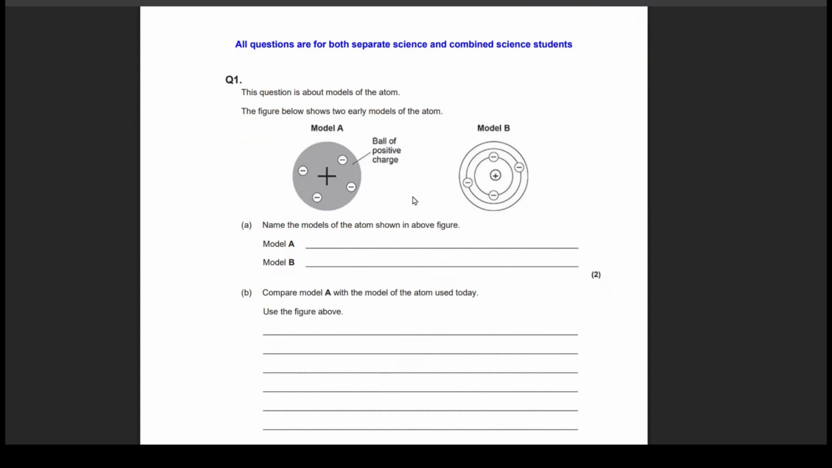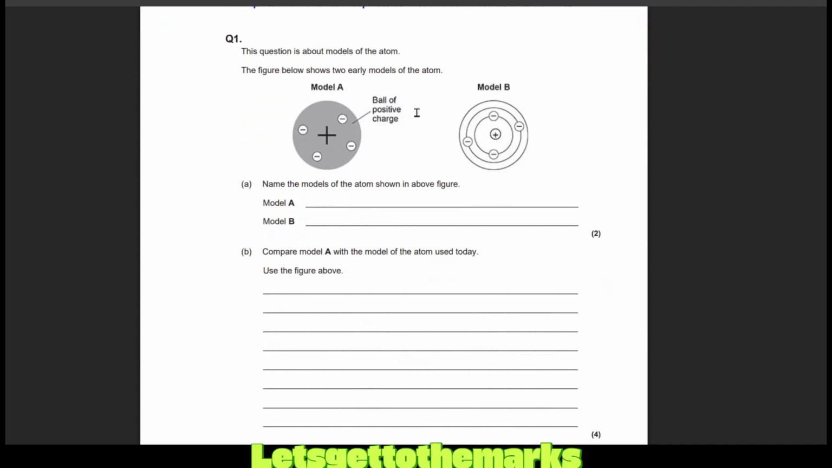Let's get into it. What I suggest is at the start of each question, you press pause at the start of the video, and then you unpause and watch the explanation.